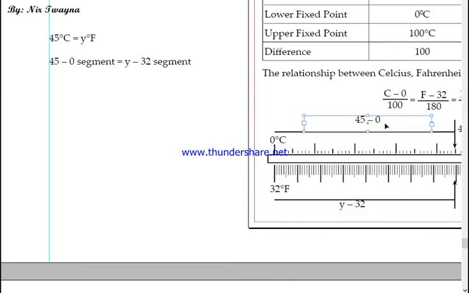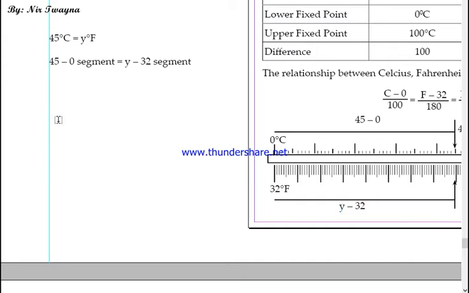This is in terms of Celsius, this is in terms of Fahrenheit. Yes, this segment is not in centimeter or meter, is it? And this segment is also not in centimeter or meter. You cannot directly say 45 minus 0 equals y minus 32, because 45 minus 0 is in terms of Celsius and y minus 32 is in terms of Fahrenheit.